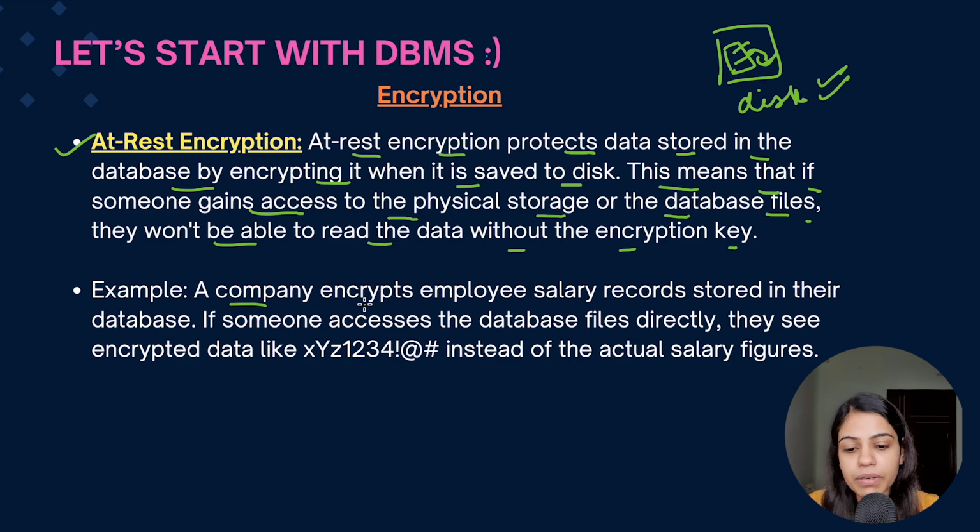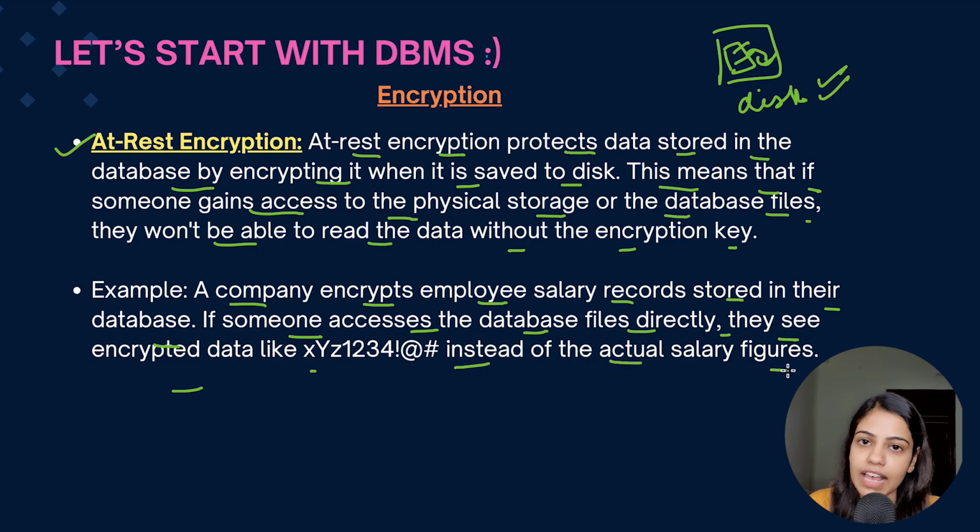So for example, a company encrypts employee salary records stored in their database. If someone accesses the database files directly, they see encrypted data like xyz123@ instead of the actual salary figures. So whenever we are storing the salary data in our disk, we will encrypt that particular data. So whenever someone tries to access this particular data, they will be seeing this particular data, not the real data, because that requires a decryption key.